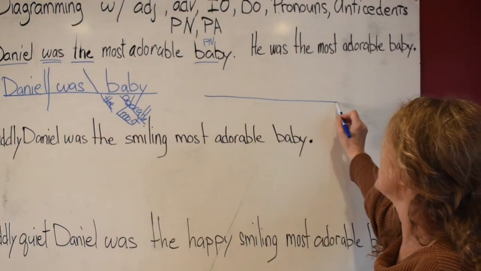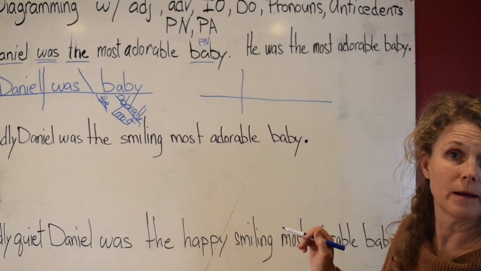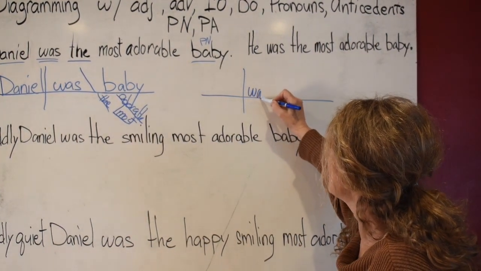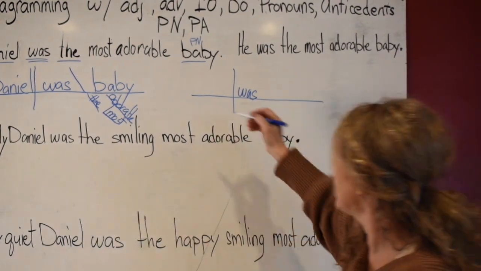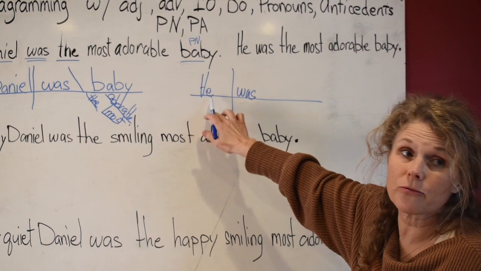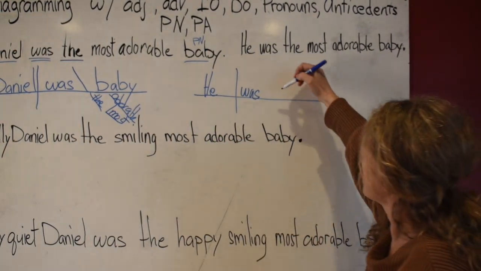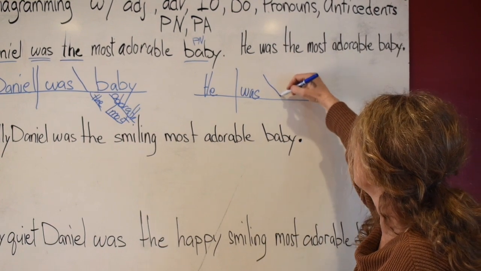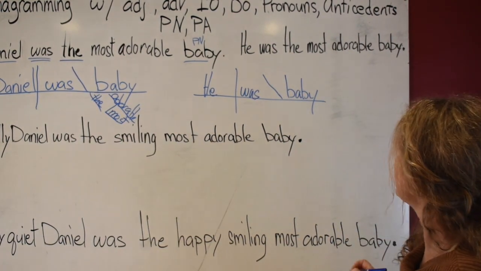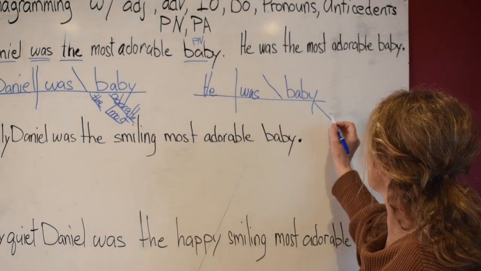And so we're going to hurry and diagram that. What's your verb? Was. Well, who was? He. What was? Baby. See? Now we have our pronoun right here, and we have our predicate nominative, baby. Okay? Adorable describes baby. Right. And we have adorable.